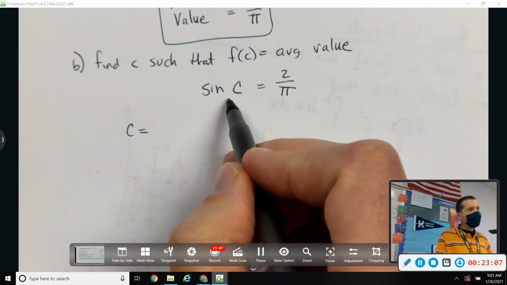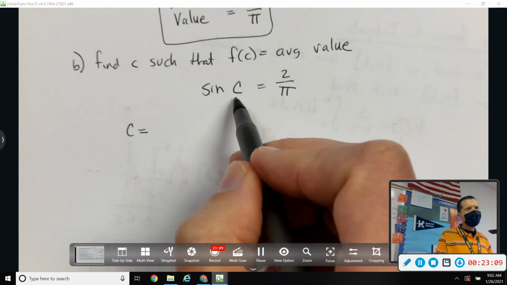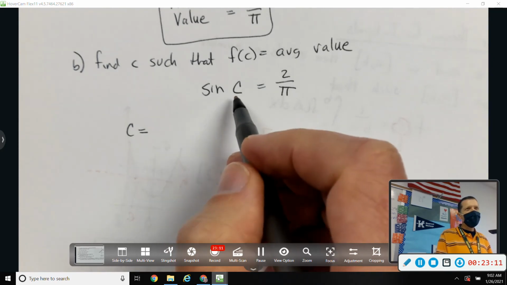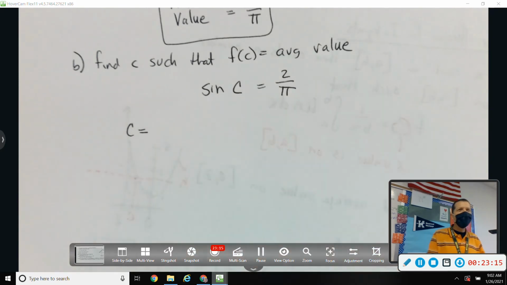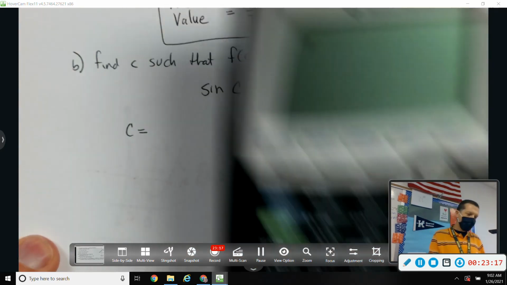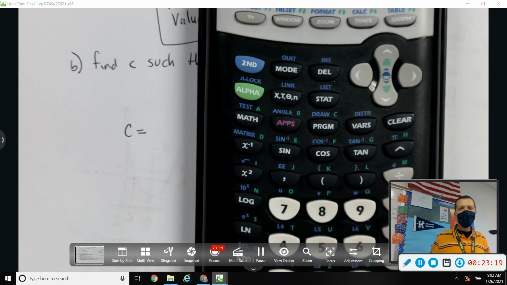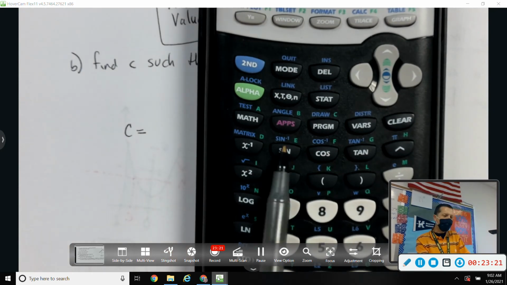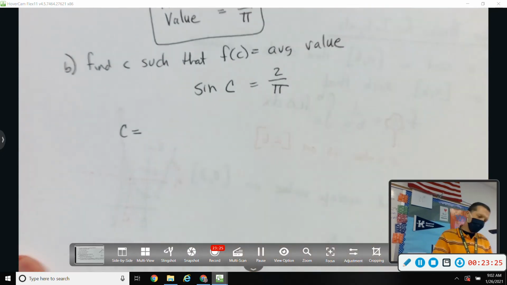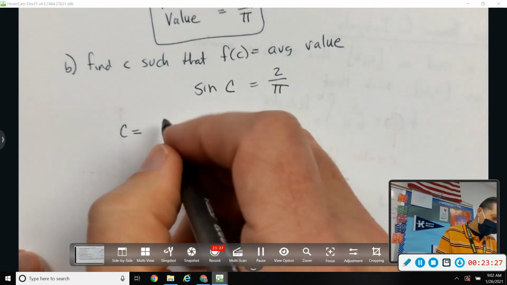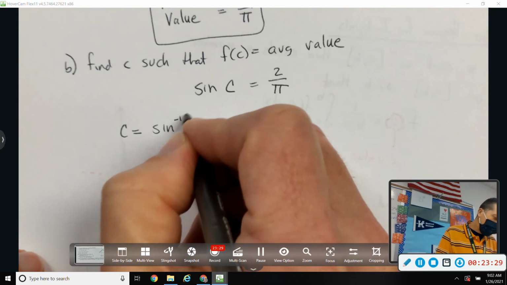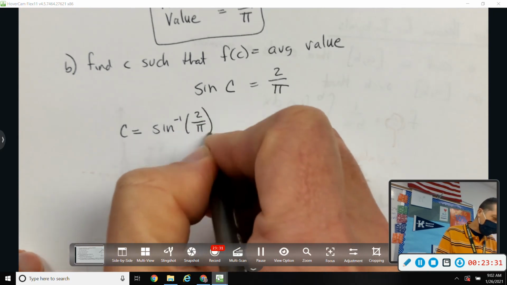Negative cosine. Oh, is it like the 1 minus thingy or no? No, but you're close. Look at your calculator. Maybe that would help you remember. There's sine. How do I undo sine? Second sine. Inverse sine of 2 over pi.